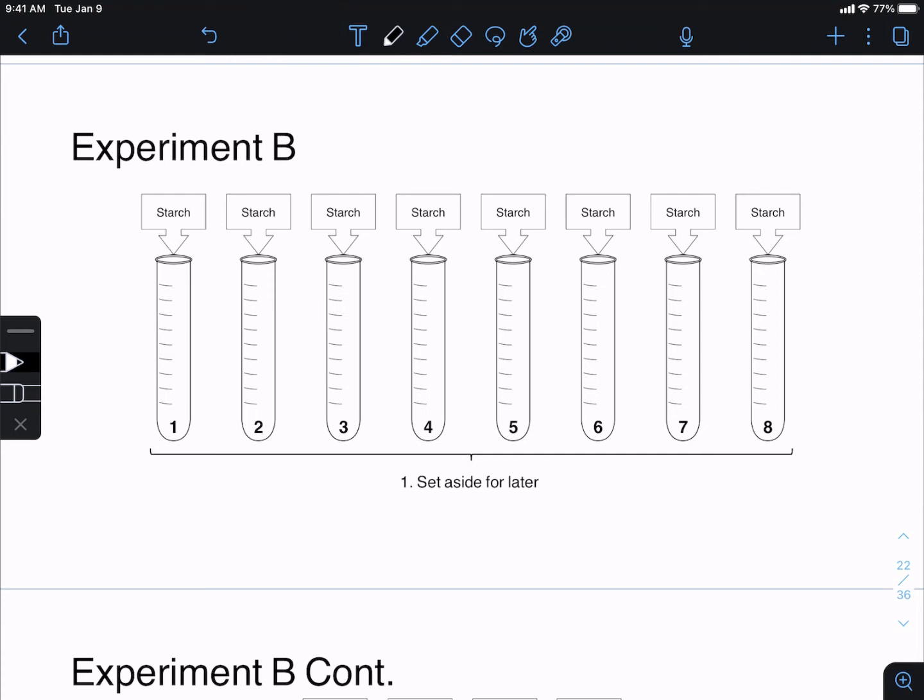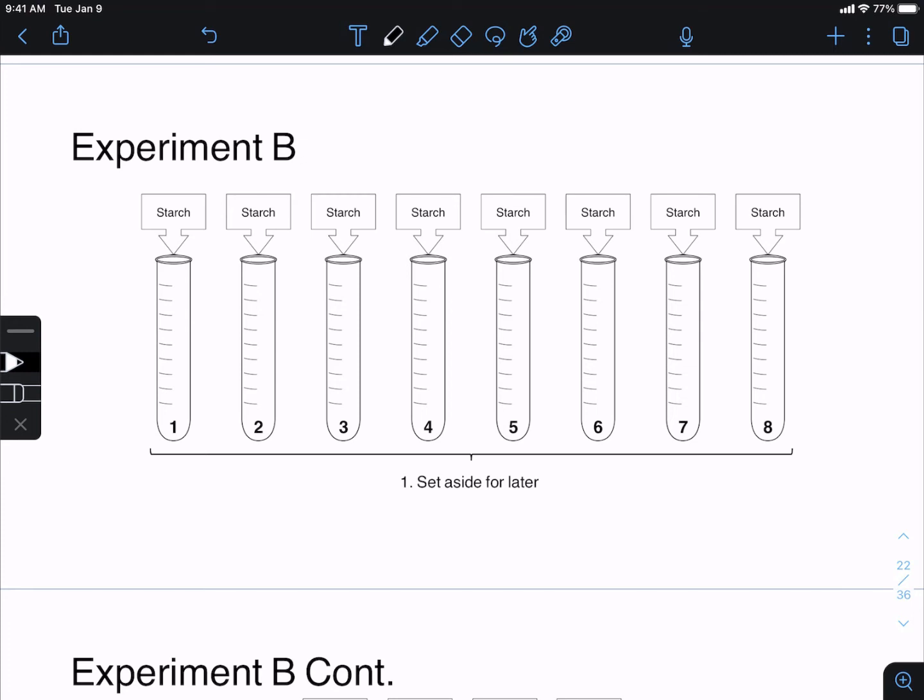Now this one gets pretty complicated. This is experiment B. You're going to gather 8 test tubes. You're actually going to use a lot more than 8, but you're going to take 8 of the test tubes that you are going to use, and put starch in the test tubes. That's it. That's all you put into it, the starch.